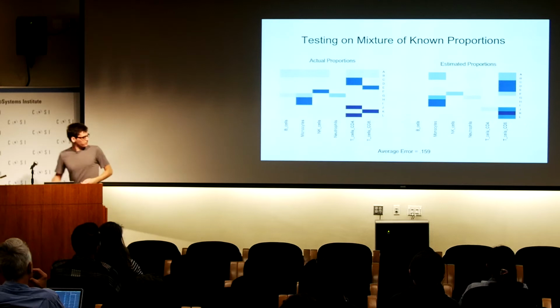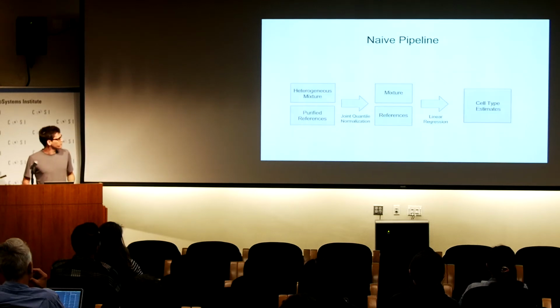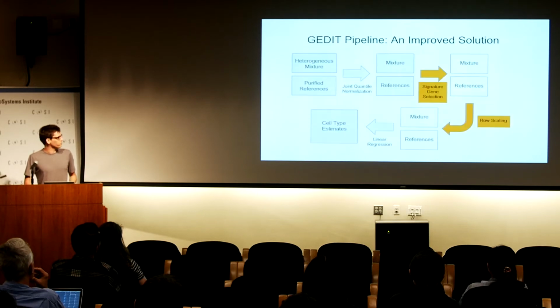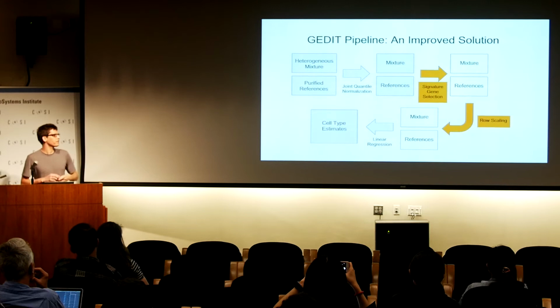And so what I propose is we do some things to improve this pipeline. This is the simplest implementation. I say that we have these two steps, which I will talk about now. The steps are signature gene selection and row scaling.